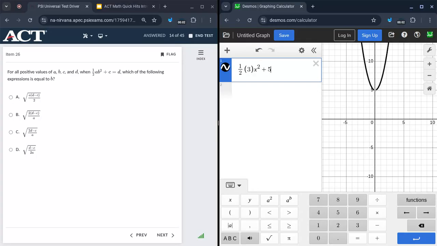So I got to pick something for c. I'm going to call it 5, and then that's equal to my d value, which I'll say is y, right? Because that's generally how we start with an equation. You always have y by itself. So there's my first equation, right? It gives me this graph, a parabola here.